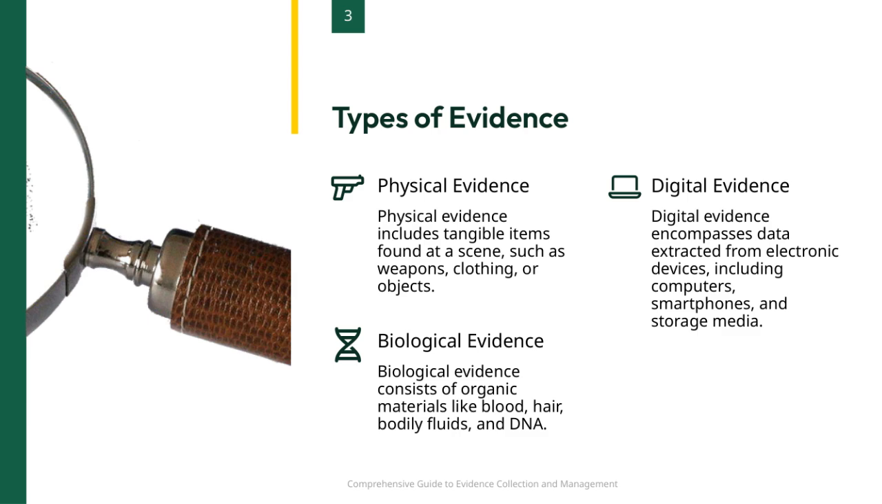Next, digital evidence is all about data from electronic devices. This includes information pulled from computers, smartphones, or any storage media. Given how much of our lives are now digital, this type of evidence can reveal communications, locations, or activities relevant to the case. Lastly, biological evidence involves organic materials, such as blood, hair, bodily fluids, and DNA. This type of evidence can be particularly powerful in identifying individuals and confirming their presence at a scene. Together, these three types form the backbone of many forensic investigations.